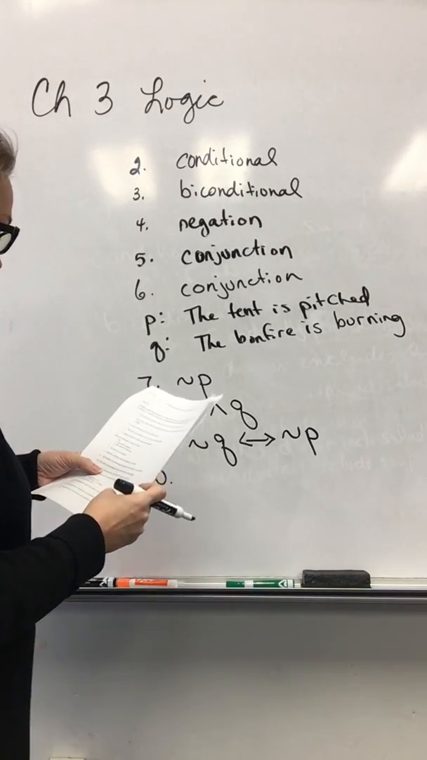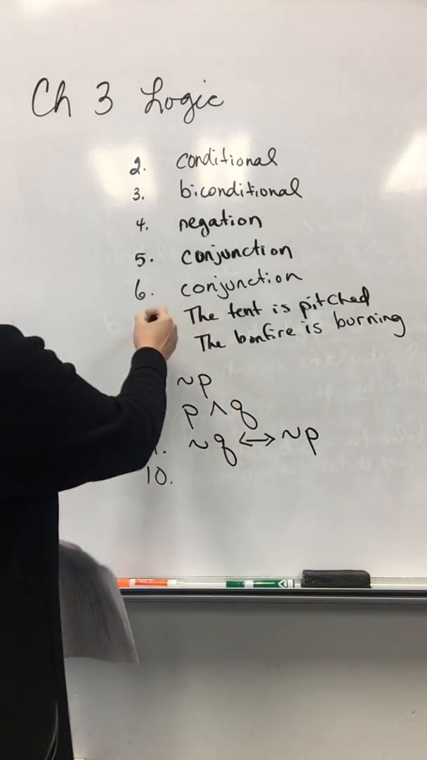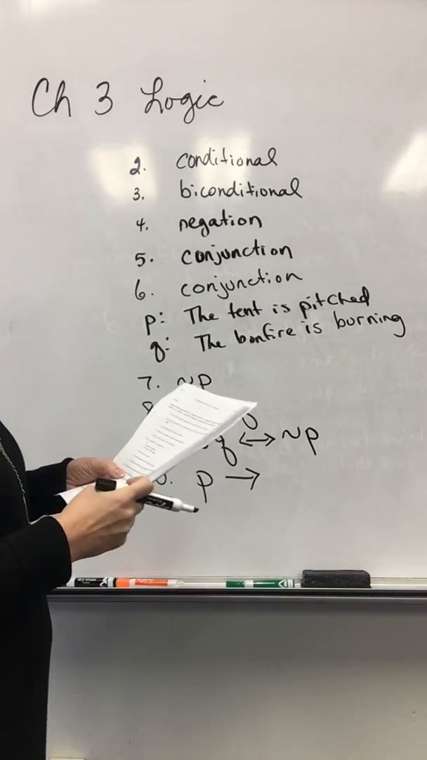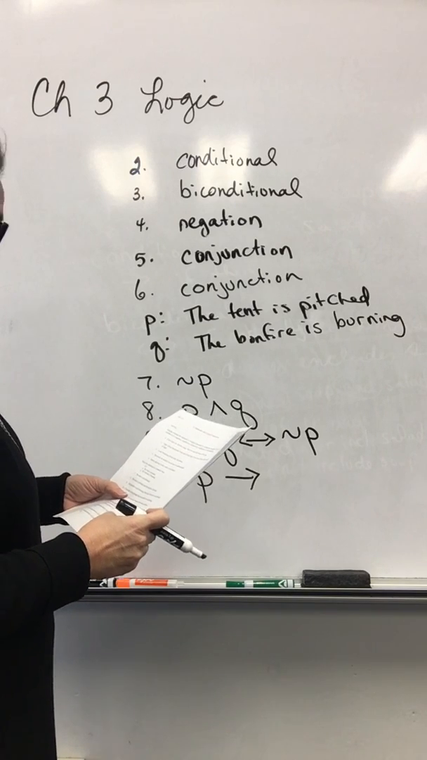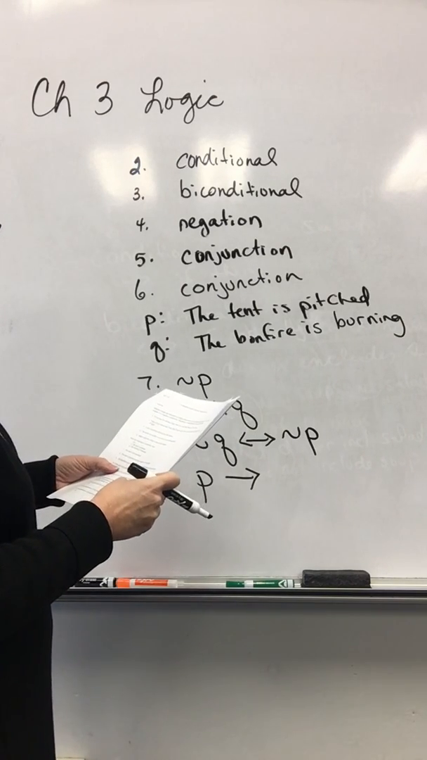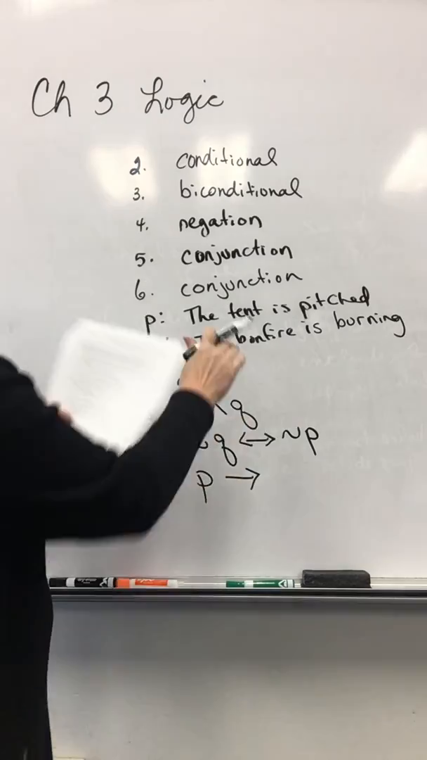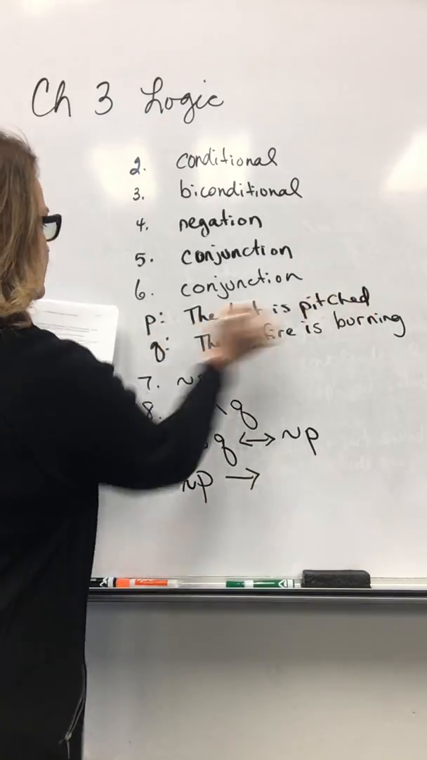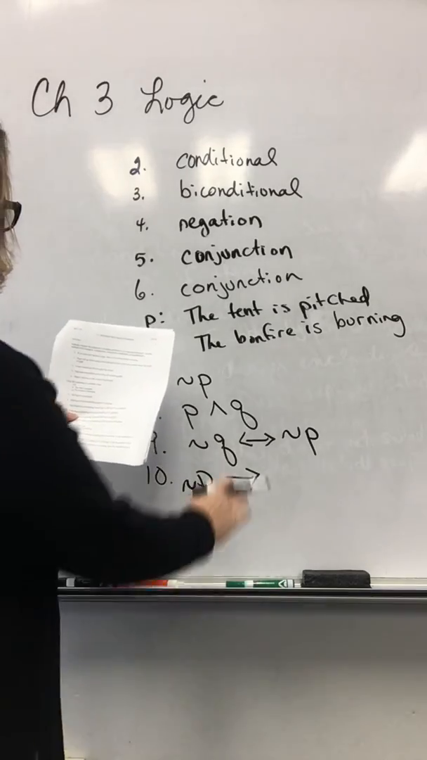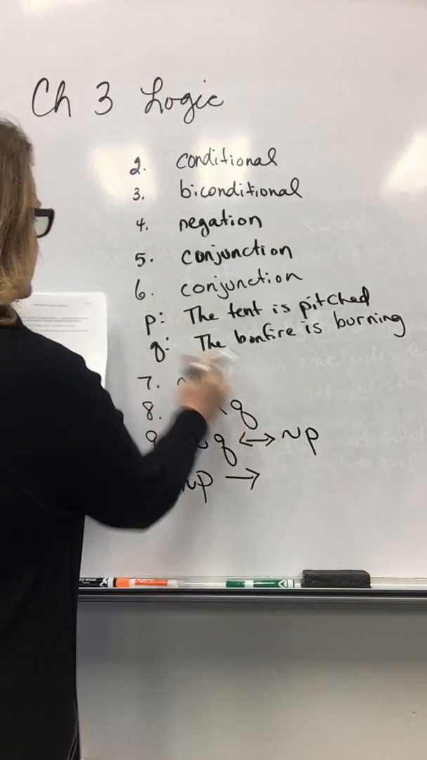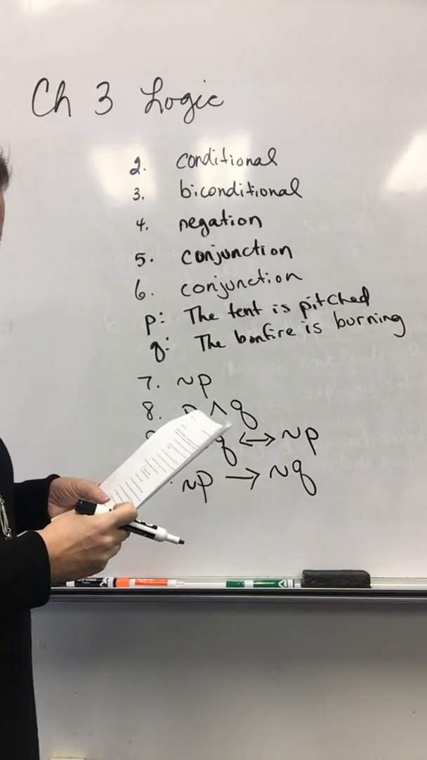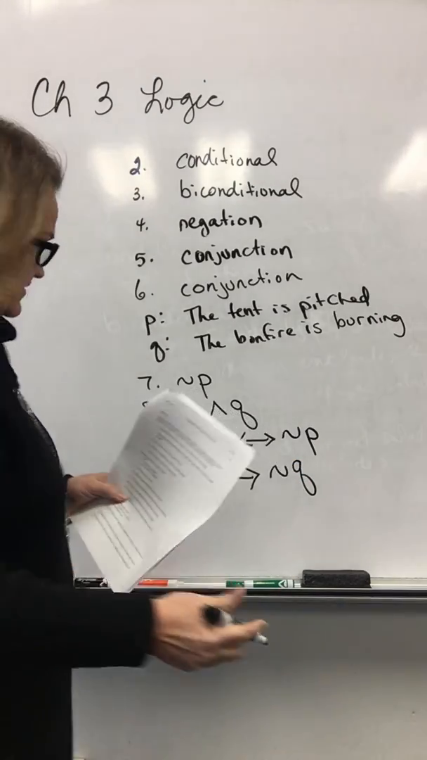Number 10, if the tent is not pitched, so here's the tent is not pitched, it's statement P, and it's an if then, so it's a one arrow. If the tent is not pitched, oh sorry, they negated that. If the tent is not pitched, sorry about that, not pitched, so not P. Then the bonfire is not burning, so negate Q. Number 11.